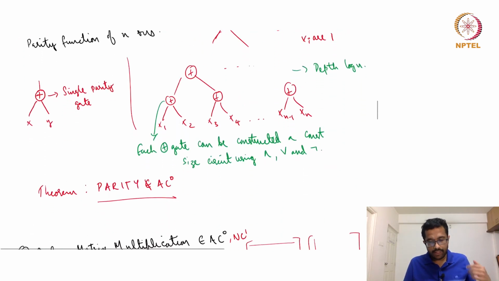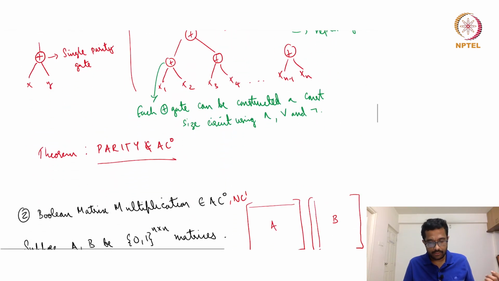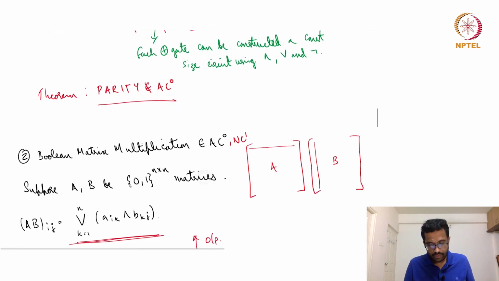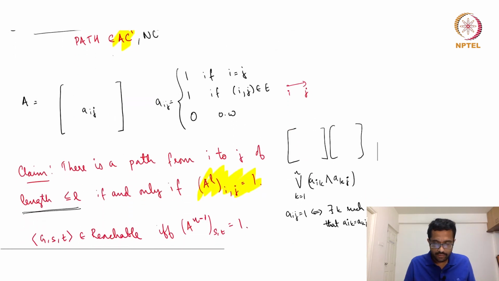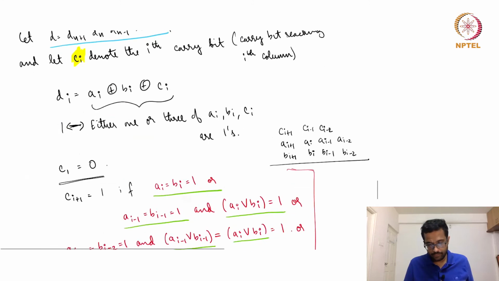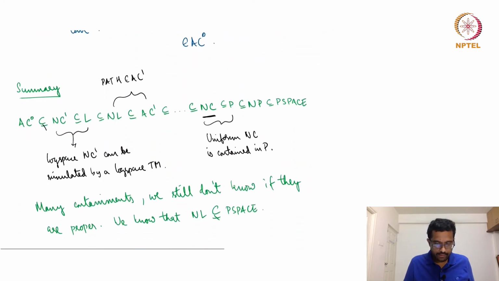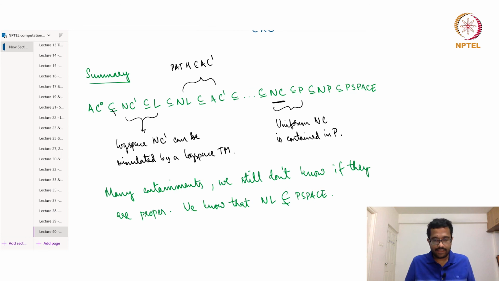We saw that parity is in NC1, and I mentioned that parity is not in AC0, which is why AC0 is a strict subset of NC1. We saw that Boolean matrix multiplication is in AC0, graph reachability is in AC1, and we also saw that addition is in AC0. And then finally we summarized some of the classes that we have already seen. And this completes week 7.